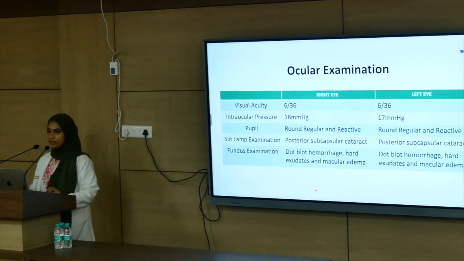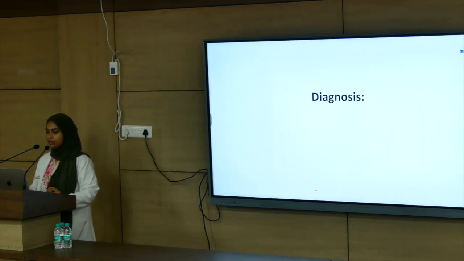On ocular examination, visual acuity was 6 by 36 in both eyes. Intraocular pressure and pupil were both within normal limits in both eyes. Slit lamp examination showed posterior subcapsular cataract, and on fundus we could see dot blot hemorrhages, hard exudates and macular edema. So would any one of you like to guess what the diagnosis could be?